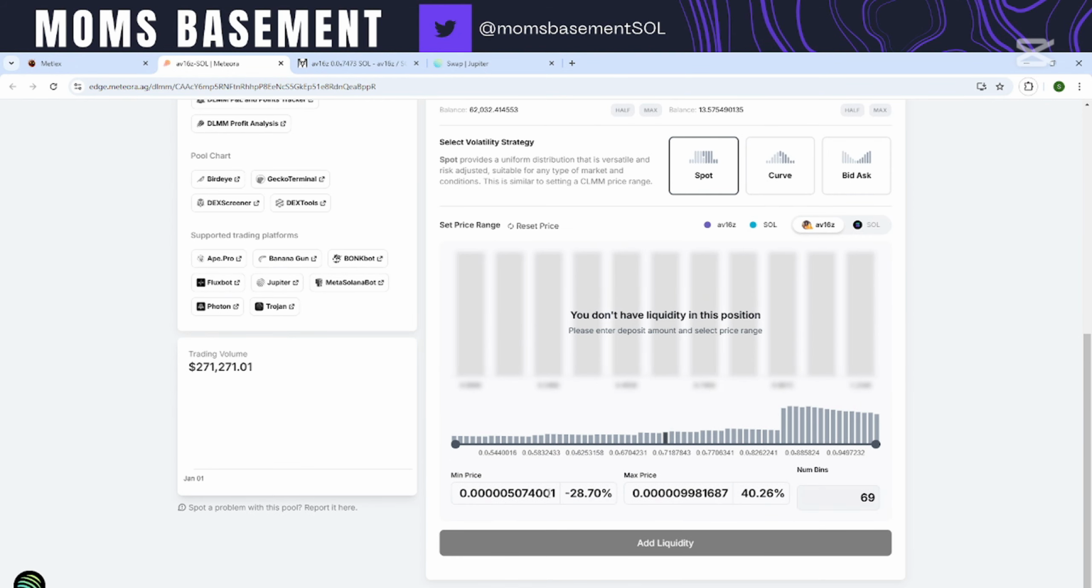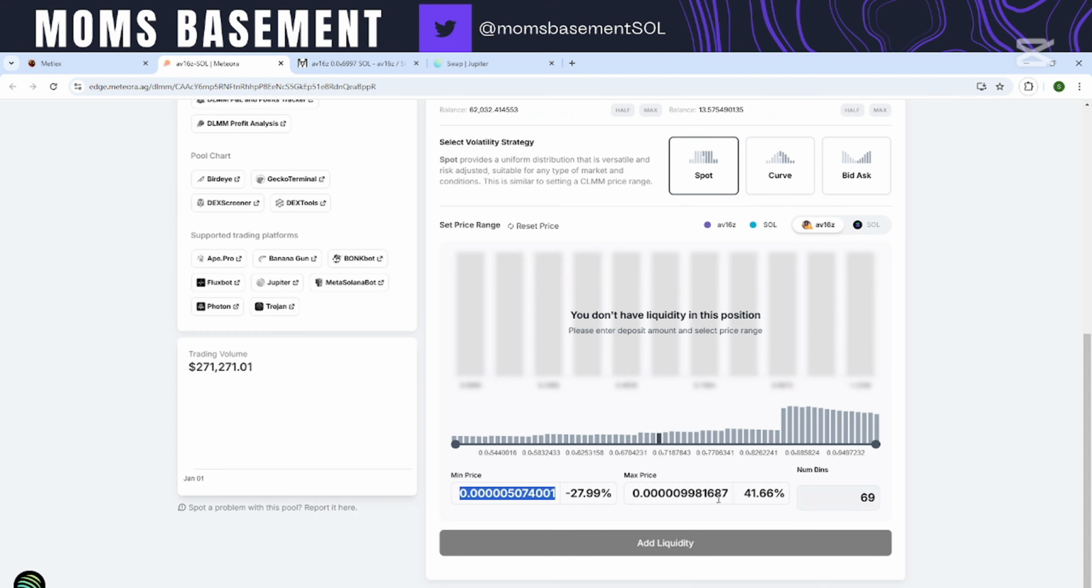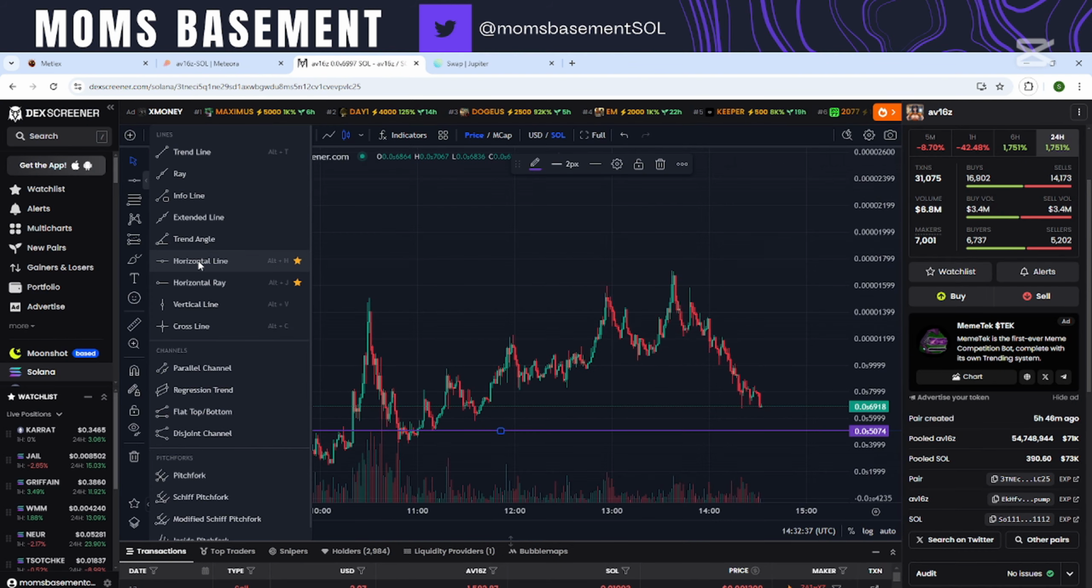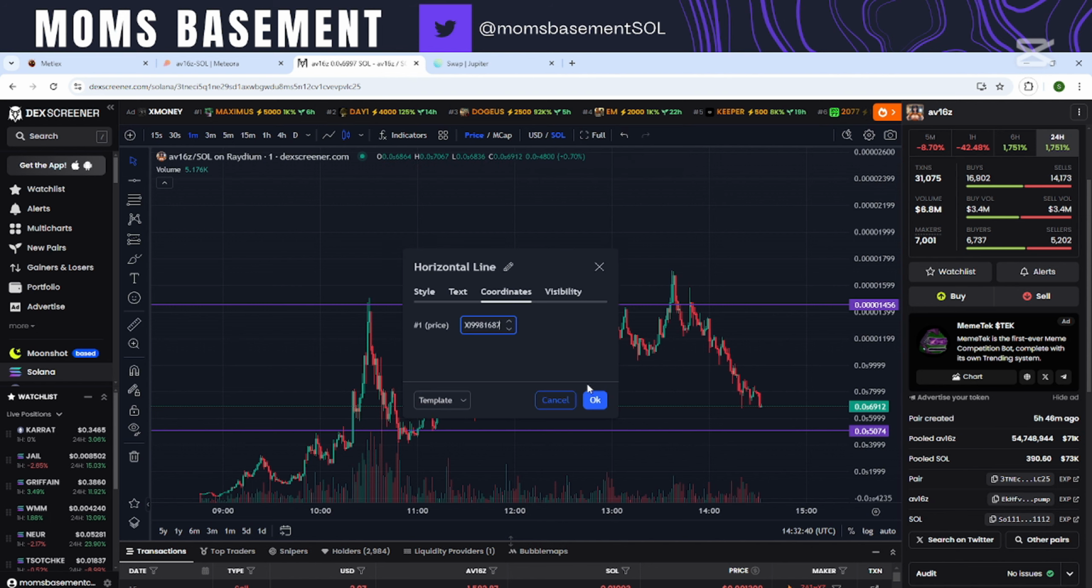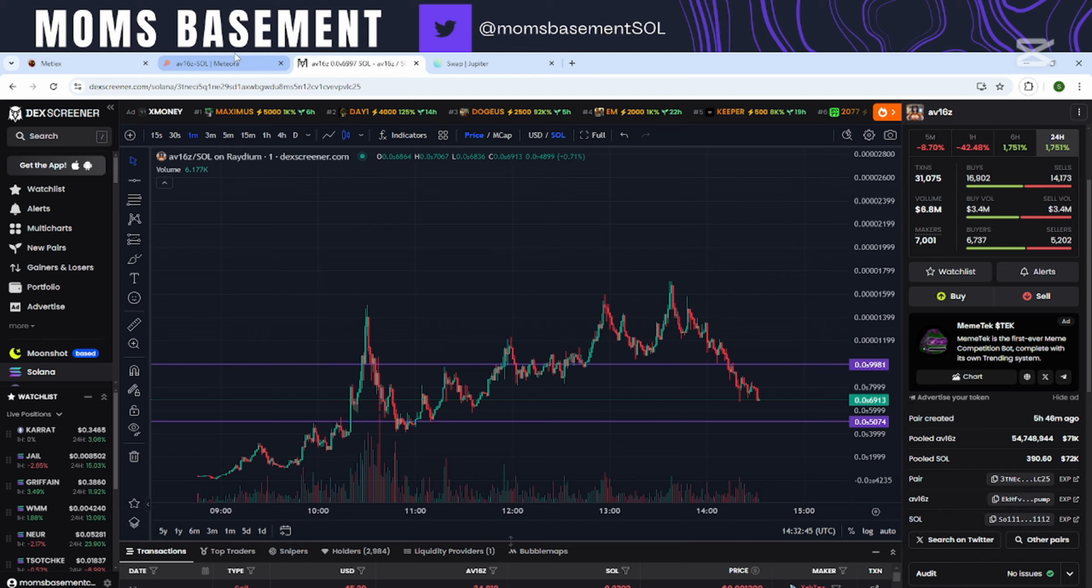What we're going to do is instead of buying a coin and hoping it goes up in price, we're going to set a range. And if the token trades in that range, we will get transaction fees. So I've got the coin here and I'm going to set a range. So if it trades in between these two lines, minus 27% and plus 41%, if it trades between these two purple lines, we get a percentage of the transaction fees.